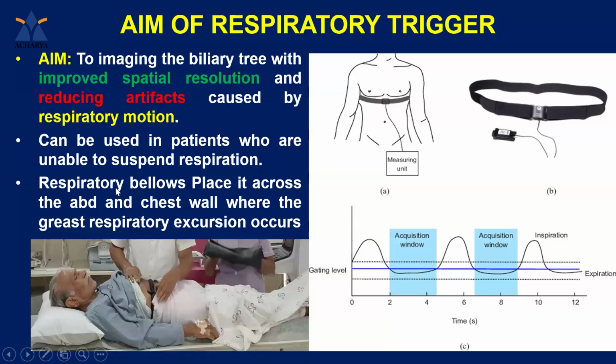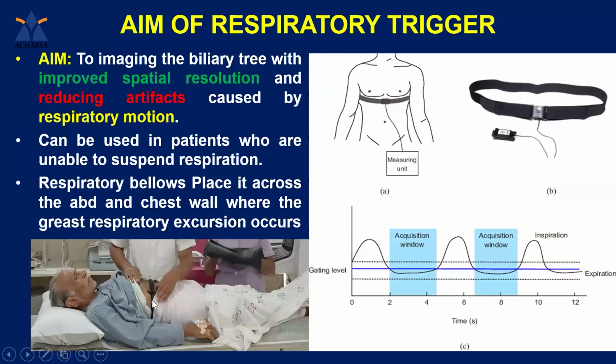What is a respiratory trigger? The respiratory pillows are placed across the abdomen and chest wall where the greatest respiratory excursion occurs. That is the place where you have to place the respiratory pillows. It is very, very important.